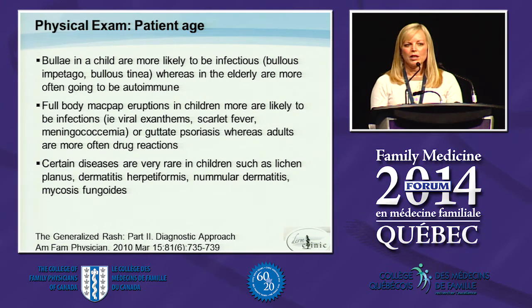Full body maculopapular eruptions, again, in an older adult, are more likely to be related to medication reaction, whereas if you see that in a child, you're going to be thinking first more about a viral exanthem or rash related to bacterial infection or maybe guttate psoriasis. There are other skin diseases that we hardly ever see in children, so lichen planus, dermatitis herpetiformis, nummular dermatitis, and mycosis fungoides. You don't even have to have those images in your head when you're looking at a child.